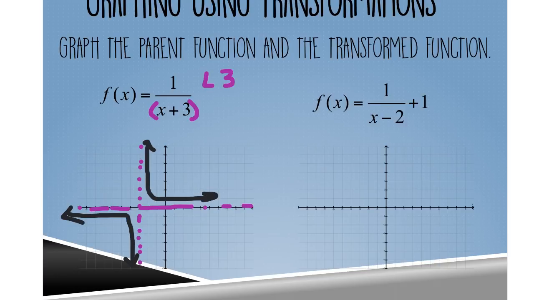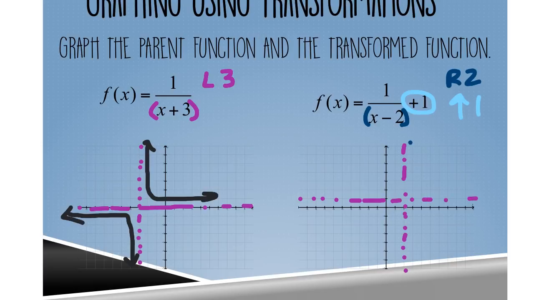In the second example, we've got the horizontal shift here, which means right 2 this time. And then you've got your plus 1, which means up 1. So now my vertical asymptote gets shifted to the right 2, and my horizontal asymptote gets shifted up 1. And then it goes top right corner, bottom left corner.